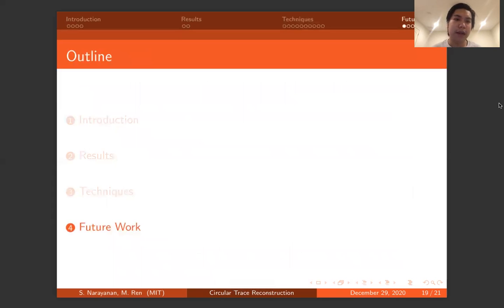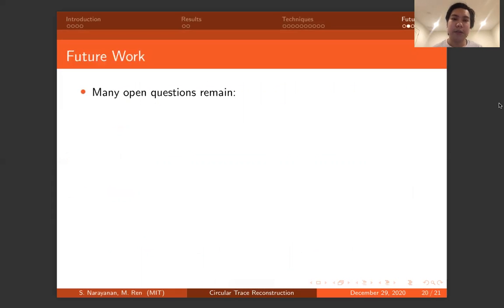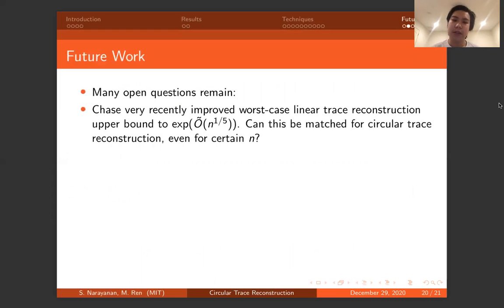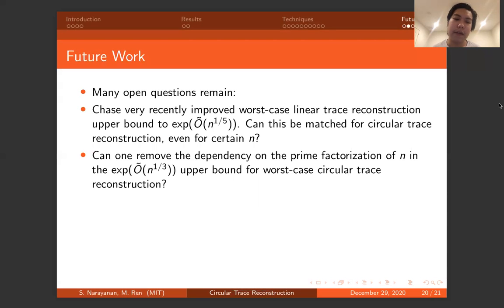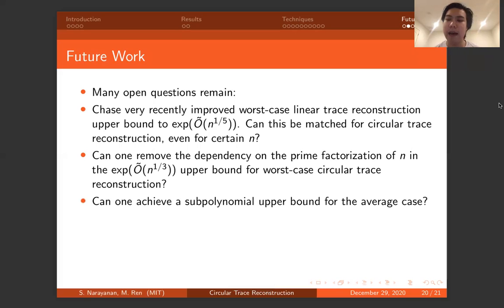Finally, I want to talk a little bit about future directions for circular trace reconstruction. So a lot of open questions remain. For example, there's the very recent improvement of worst case linear trace reconstruction to e to the roughly n to the 1/5. So the question is, can we match this for circular trace reconstruction, even for say n prime? Along that line, can we remove the dependency on the prime factorization of n in the e to the n to the 1/3 upper bound we have? Can we get a sub-polynomial upper bound for the average case, similar to how the linear average case is currently sub-polynomial?